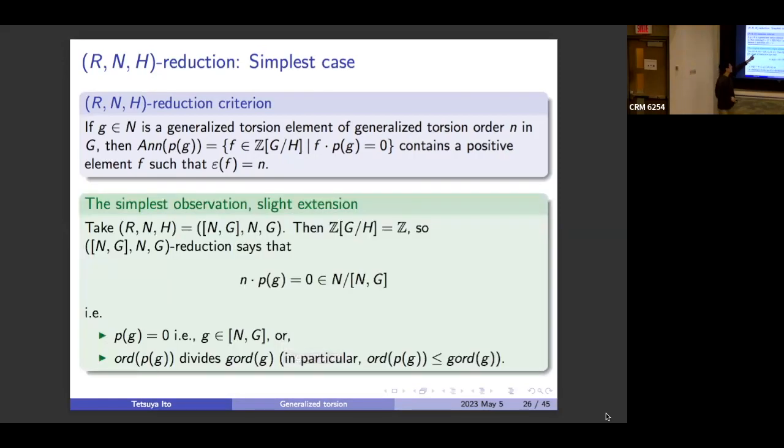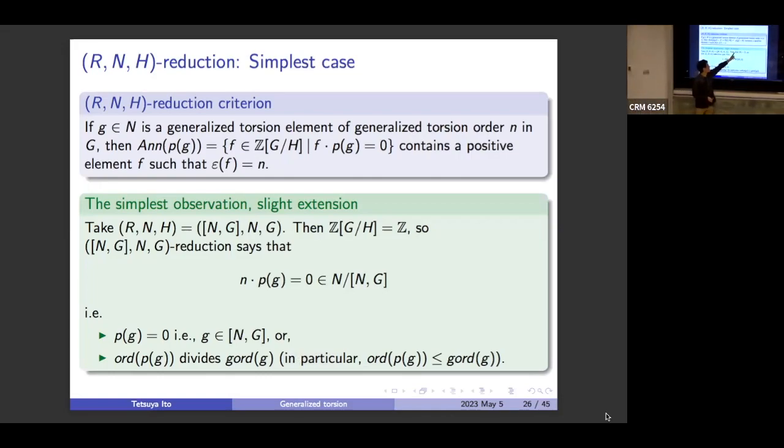Let us take R and H as the commutator of N and Z, and Z. So H is Z, so ZH is just Z. This abstract criterion says that n times p(g) is 0. So in this case, we get a similar result. If g is a generalized torsion element, then p(g) is 0. Namely, g belongs to a smaller subgroup, or the order of p(g) as a torsion element divides the generalized torsion order. So taking some kind of abelian quotient, we get additional information for the generalized torsion element.